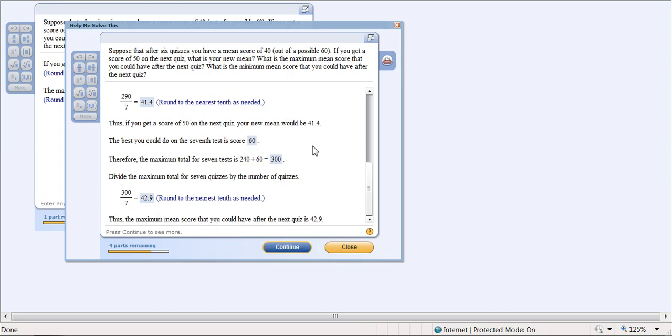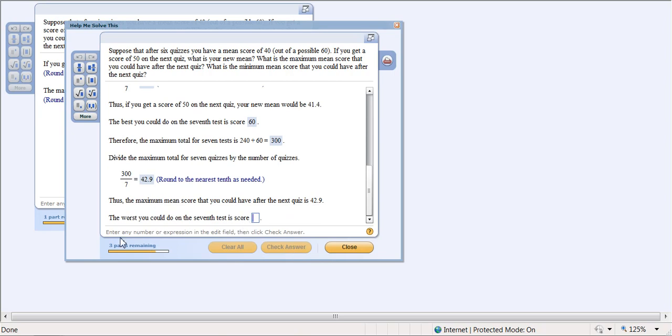Okay. Now, so the maximum score that we could get after 7 quizzes is 42.9 on our average. And they say, what's the worst you could do? So that's if we scored 0.